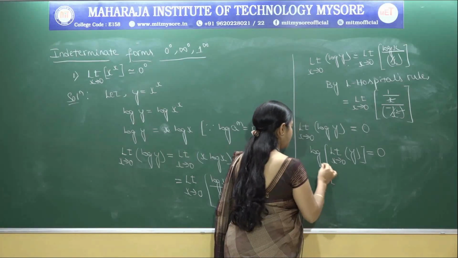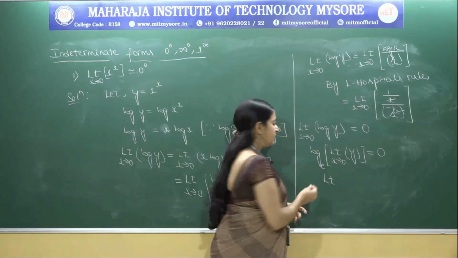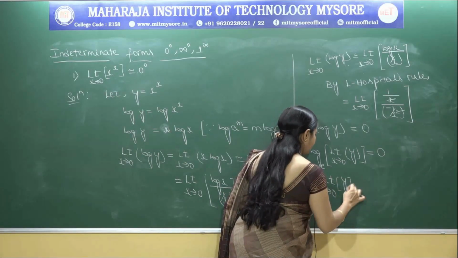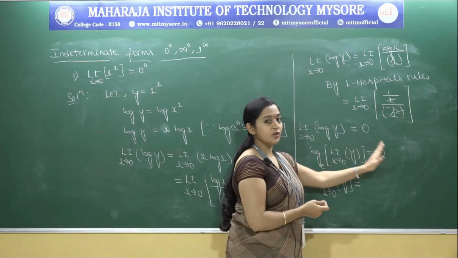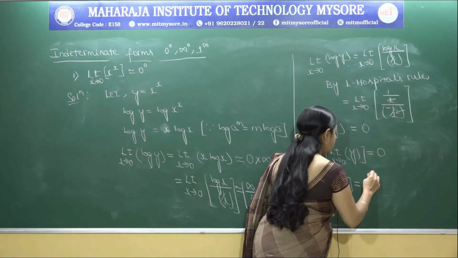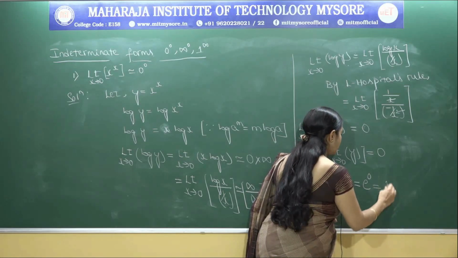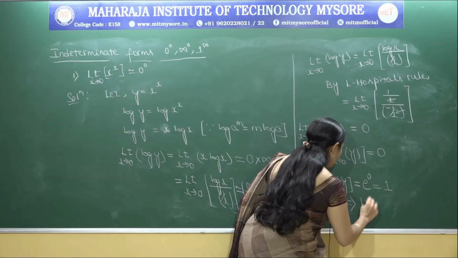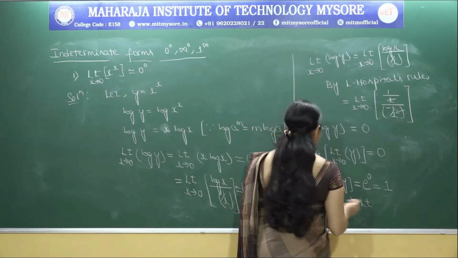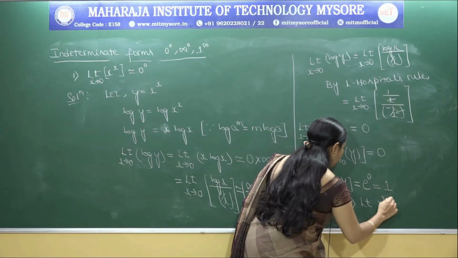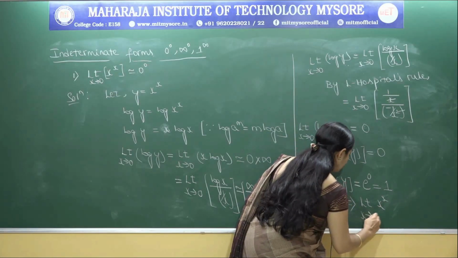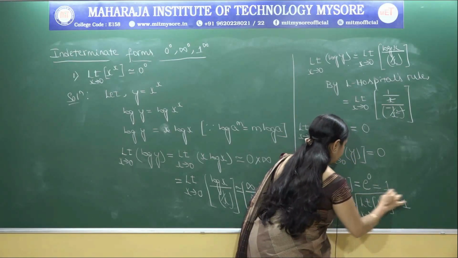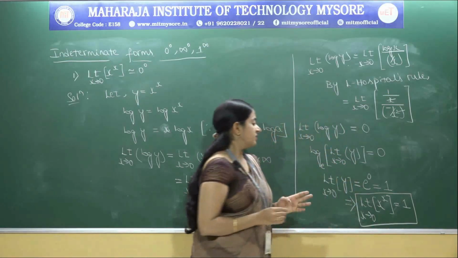Then the log with base e of the limit of y as x tends to 0 equals 0. Take this log to the RHS part, you will get e power 0, and e power 0 equals 1. That answer is 1. This implies that since you took y as x power x, the limit of x power x as x tends to 0 equals 1. This is the answer.